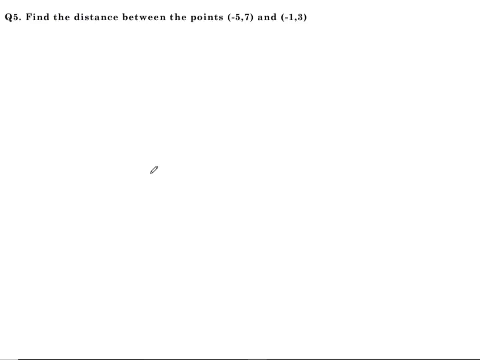Find the distance between the points (-5, 7) and (-1, 3). So what is the distance formula? D equals square root of (x2 minus x1) whole square plus (y2 minus y1) whole square. Distance formula: D equals root of (x2 minus x1) whole square plus (y2 minus y1) whole square.